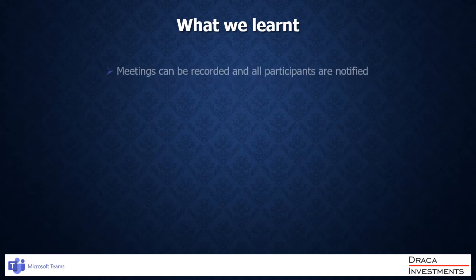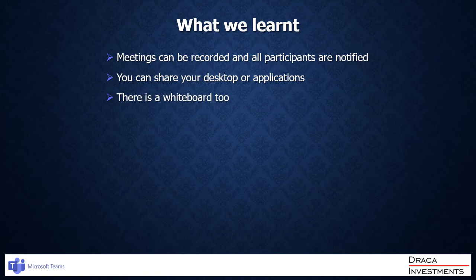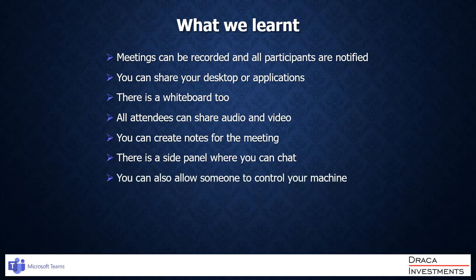Alright, what have we learned so far? Meetings can be recorded and all participants will be notified. You can share your desktop or application. There is a whiteboard. All attendees can share audio and video. You can create notes for the meeting. There is a side panel where you can chat. You can also allow someone to control your machine.